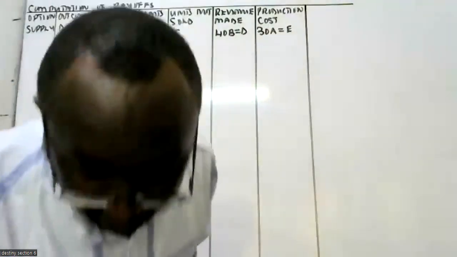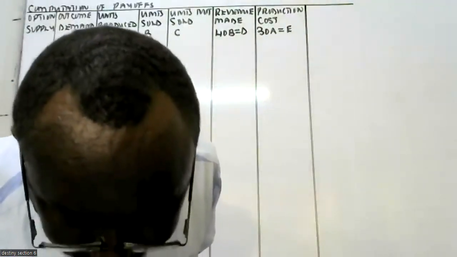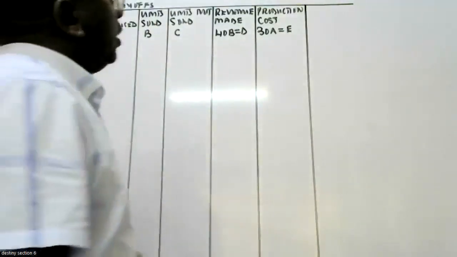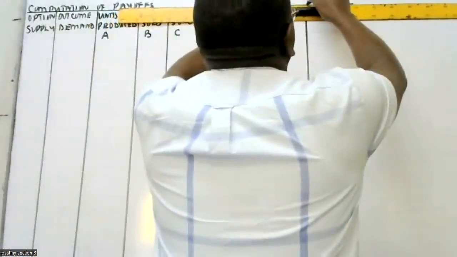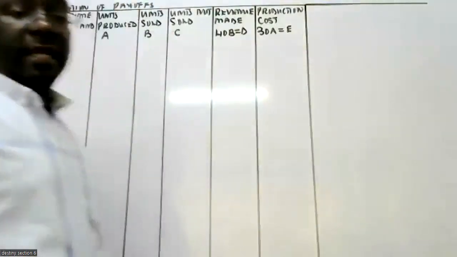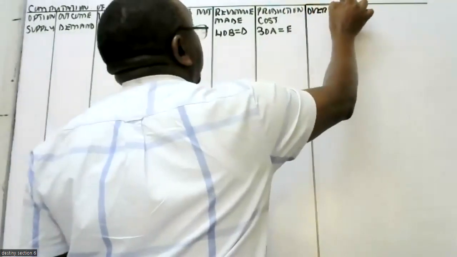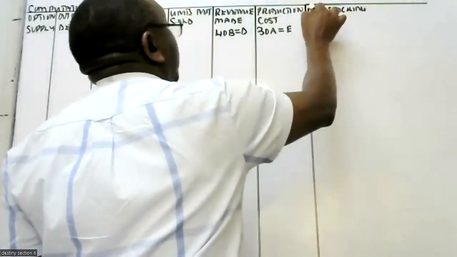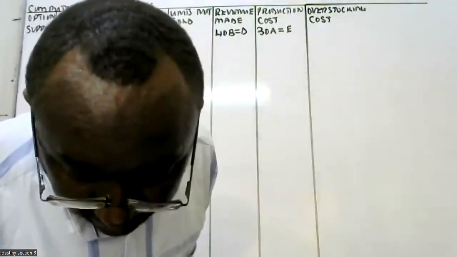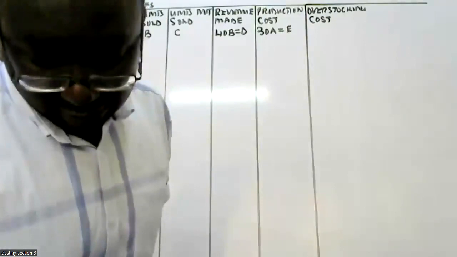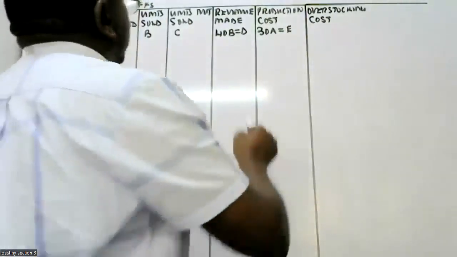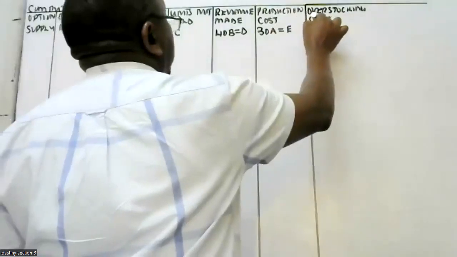Then for every unit not sold, we call it the overstocking costs. Because you have not sold, that means you overstocked. That's why you could not sell. You are losing 20. So that is 20C.